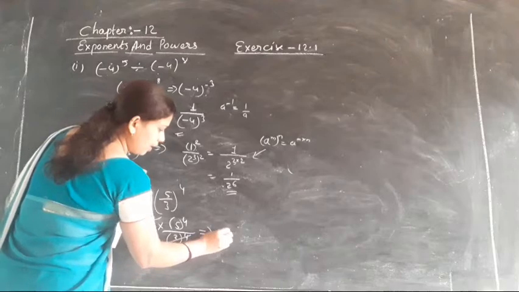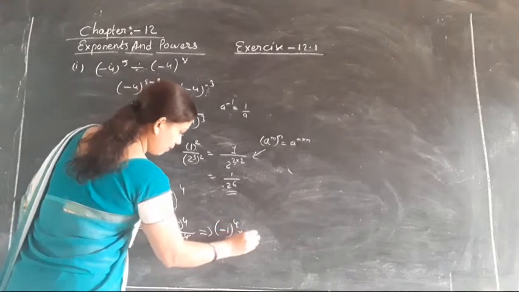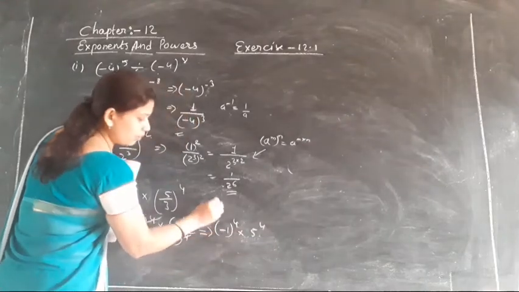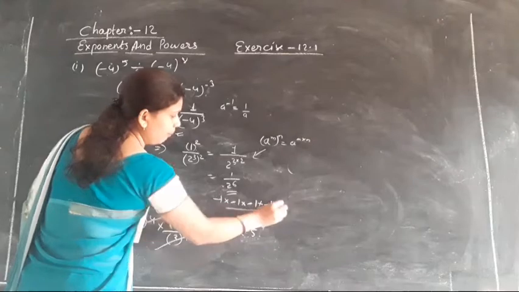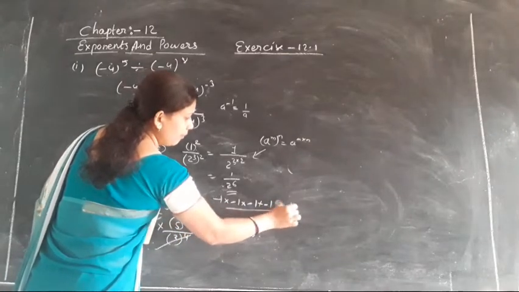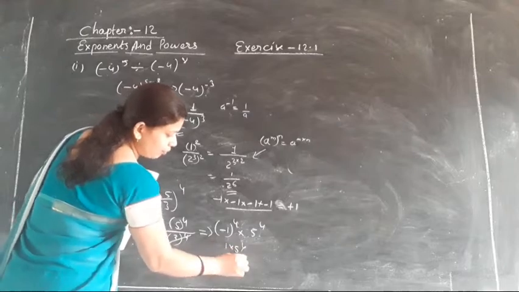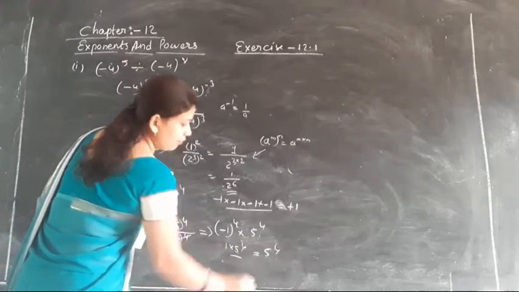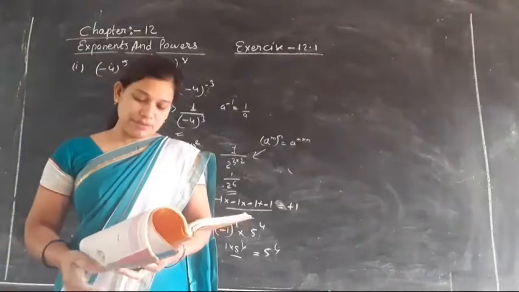What will remain there? If you think that minus 1 to the power 4 remains because there is a minus there, then as you know, -1 into -1 into -1 into -1 will become +1. So plus 1 into 5 to the power 4. Altogether the answer will be 5 to the power 4. You will get the required answer. Clear everyone?